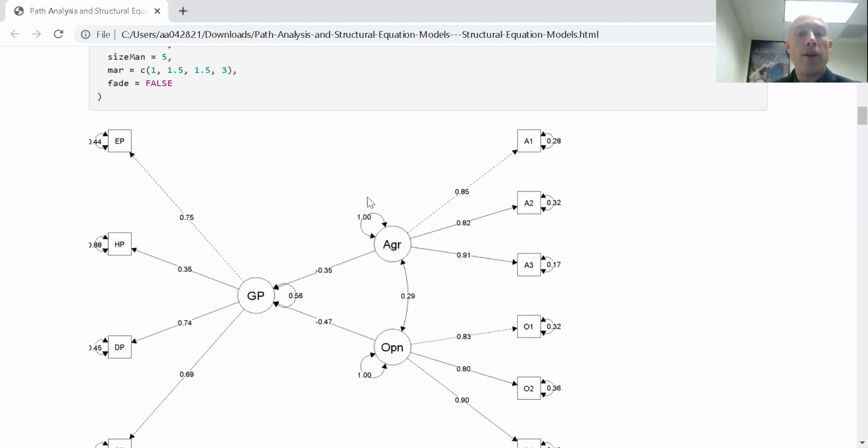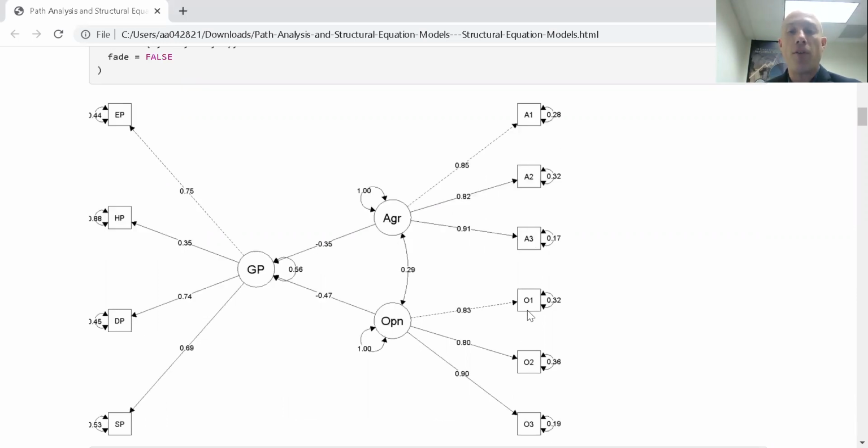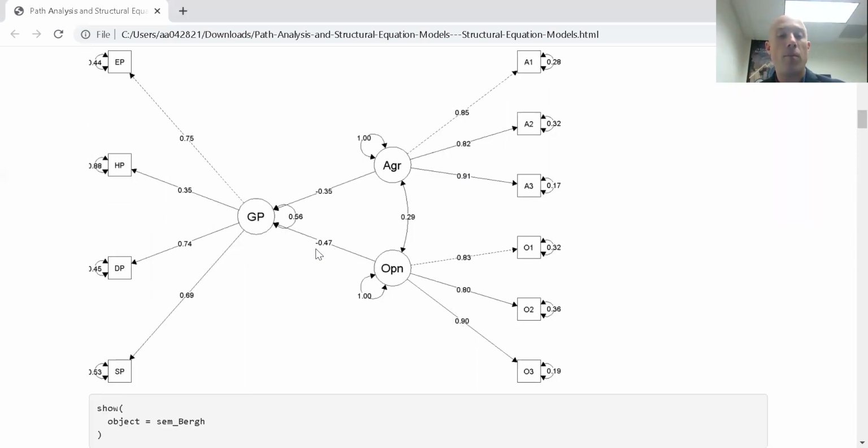When I look here, I can see that the agreeableness indicators are manifesting from the agreeableness factor. The openness indicators are manifesting from the openness factor. And we're saying that these 4 prejudice indicators are manifesting from the generalized prejudice latent variable. We can see the relationship between these. Here are our loadings, and we can see the connections between them using these numbers.